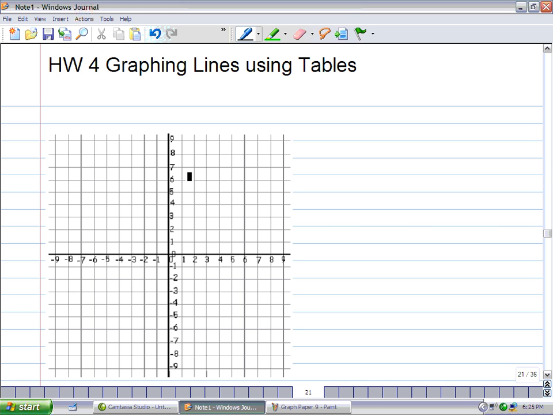In this section, we are going to learn about plotting points on the Cartesian coordinate system, also known as the rectangular coordinate system. What we've done is we've taken two number lines, this one across here, and this one up and down. We've crossed them at the point 0.